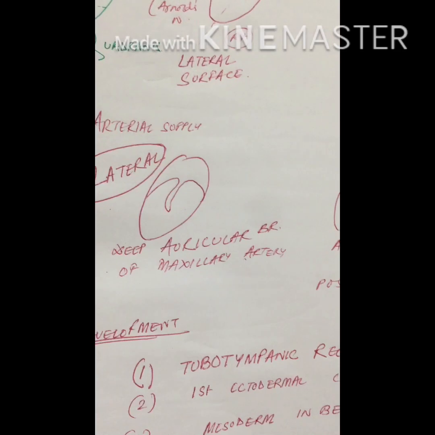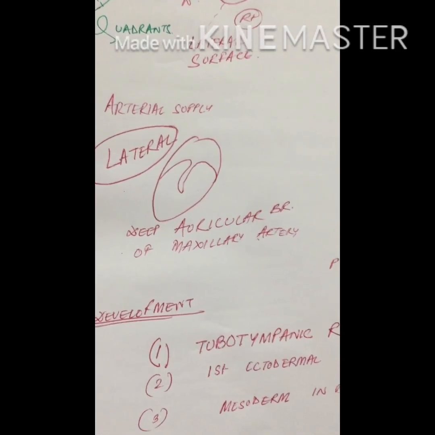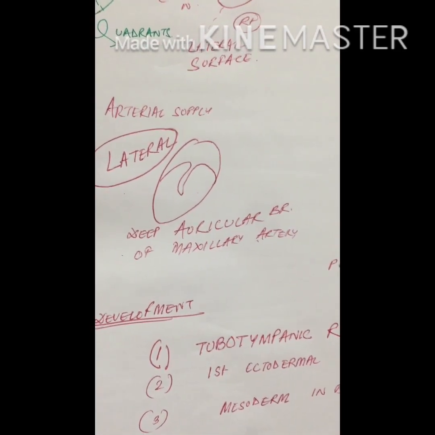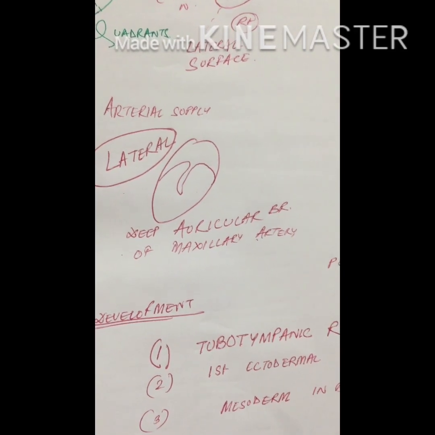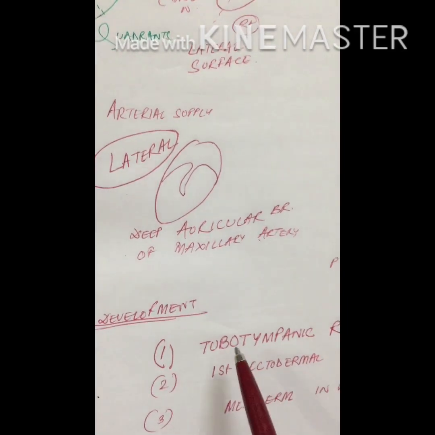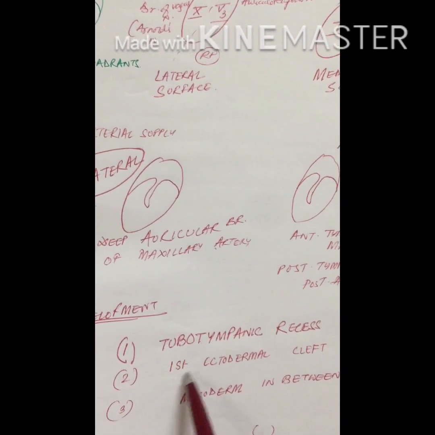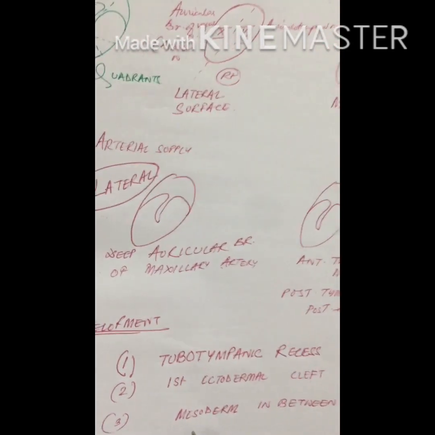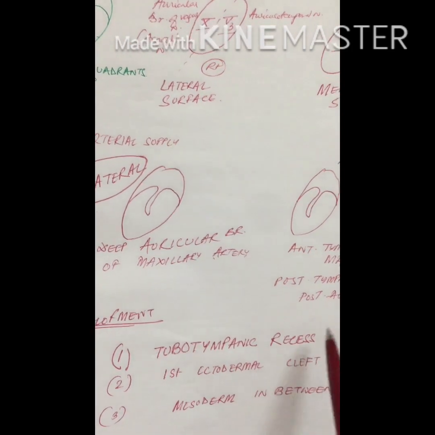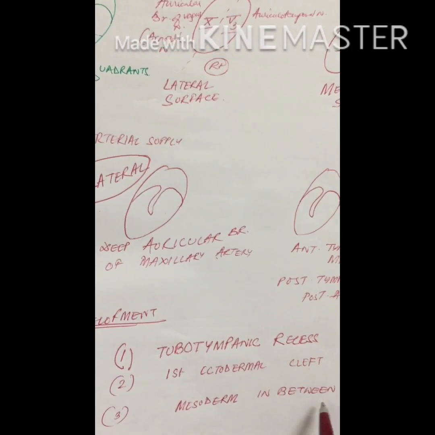Now you just need to have a brief knowledge of the development of tympanic membrane. Tympanic membrane develops from the tubotympanic recess, the first ectodermal cleft and the mesoderm in between, giving rise to the three different layers.